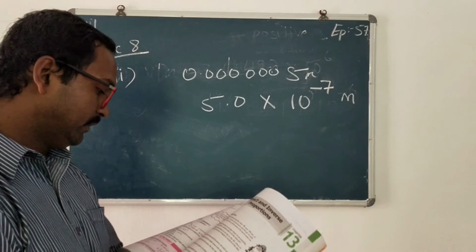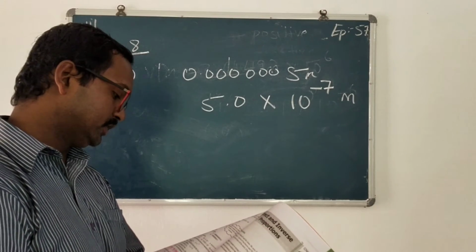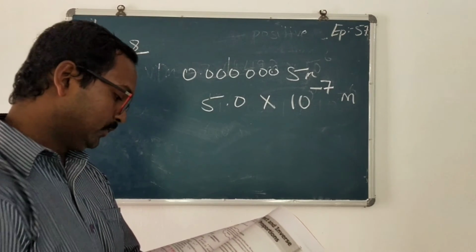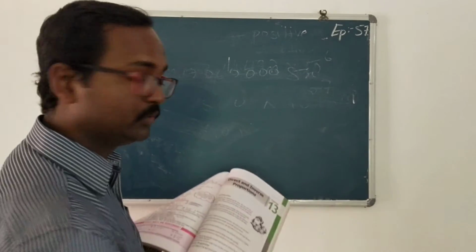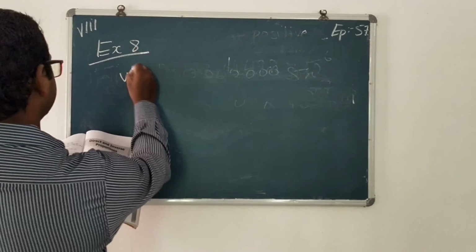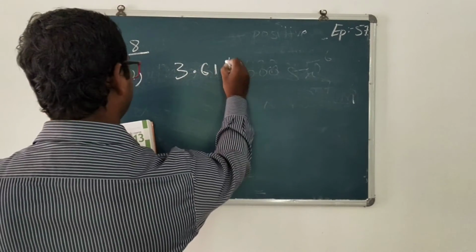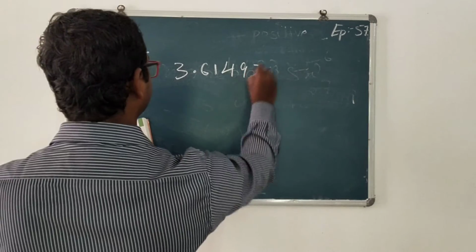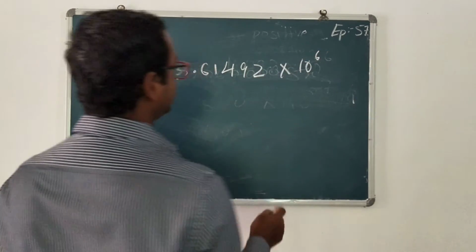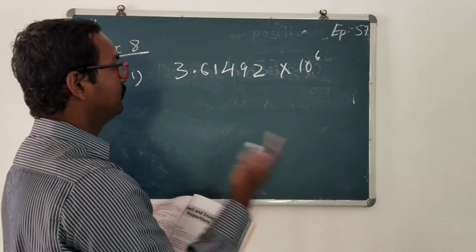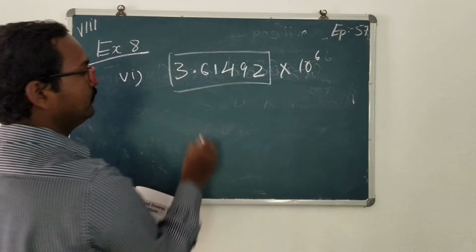Okay. Now, one more thing. Let me explain the 12.2 question number 2, 6th one, once again. See, there is one more method to do that. The 6th one, which is 3.61492 into 10 to the power 6. We have to understand this in one more way. Whenever we have a decimal, we can convert that into a fraction.